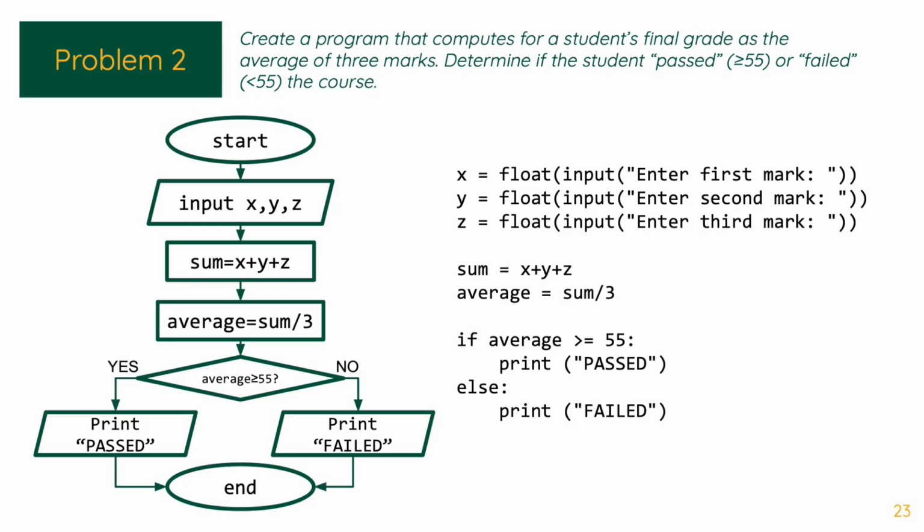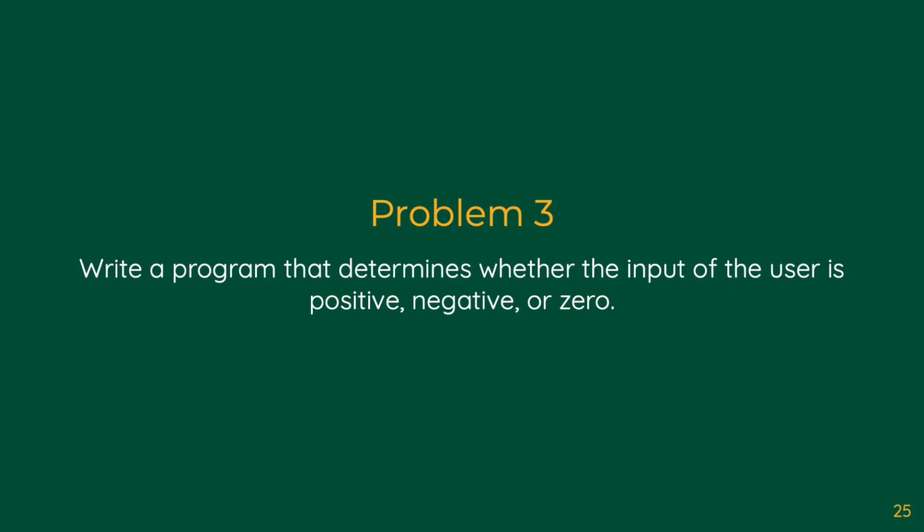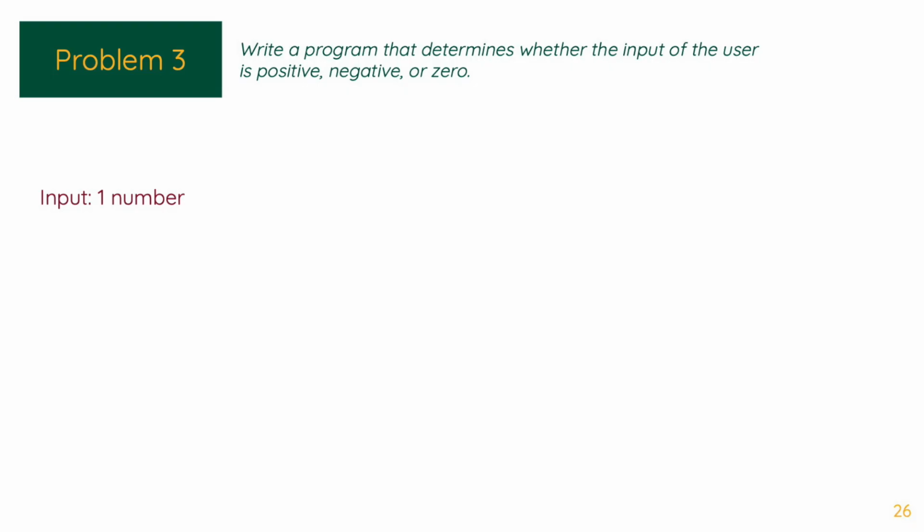In problem 2, we use the most basic form of a conditional statement, which involves a condition, a true branch, and a false branch. In the next problem, we will deal with a more complex form of conditional statement. Problem 3. Write a program that determines whether the input of the user is positive, negative, or 0. Based on the specification of the problem, the user can provide any value to the program as long as it is numerical. So our program must accept a floating point value.